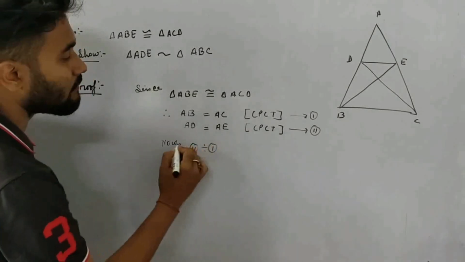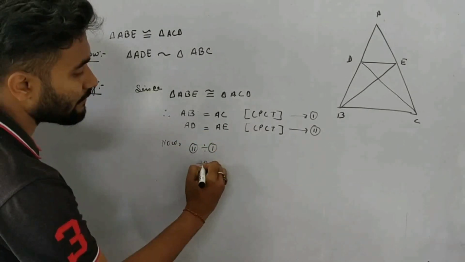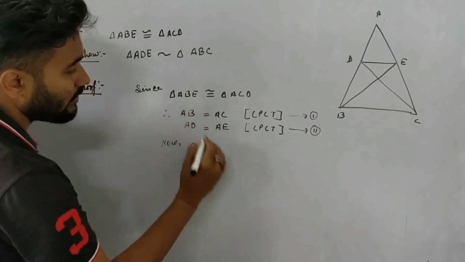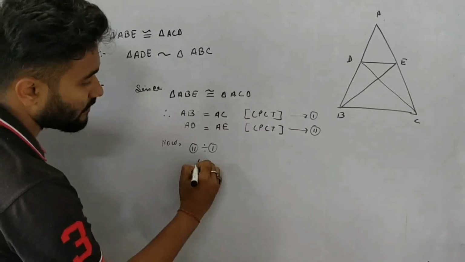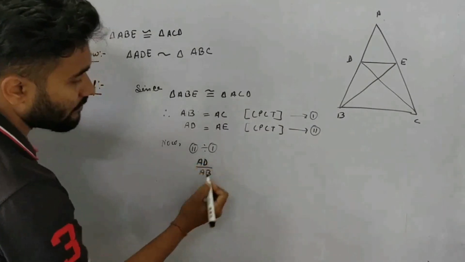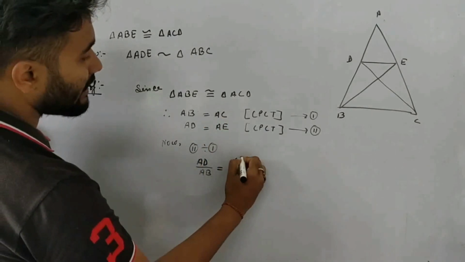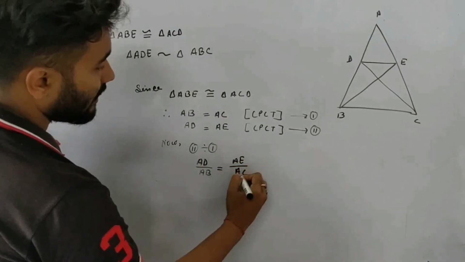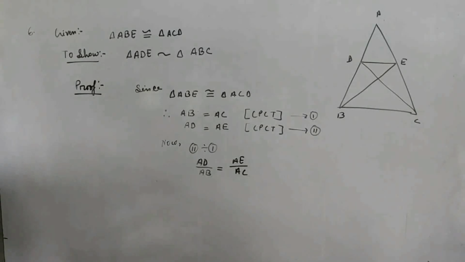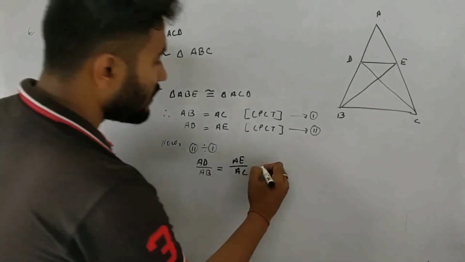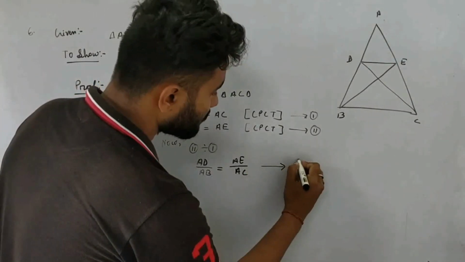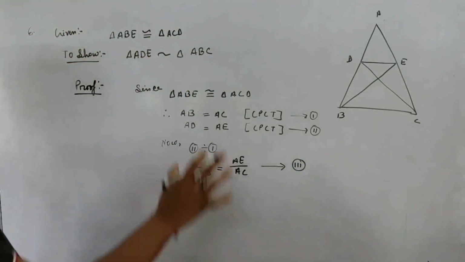So 2 divided by 1 means what? Left hand side is AD divided by, again, left hand side, AB. So AD by AB will be equal to, on the right hand side you do the same thing, AE by AC. Done. AD by AB equal to AE by AC. You give this as equation 3.